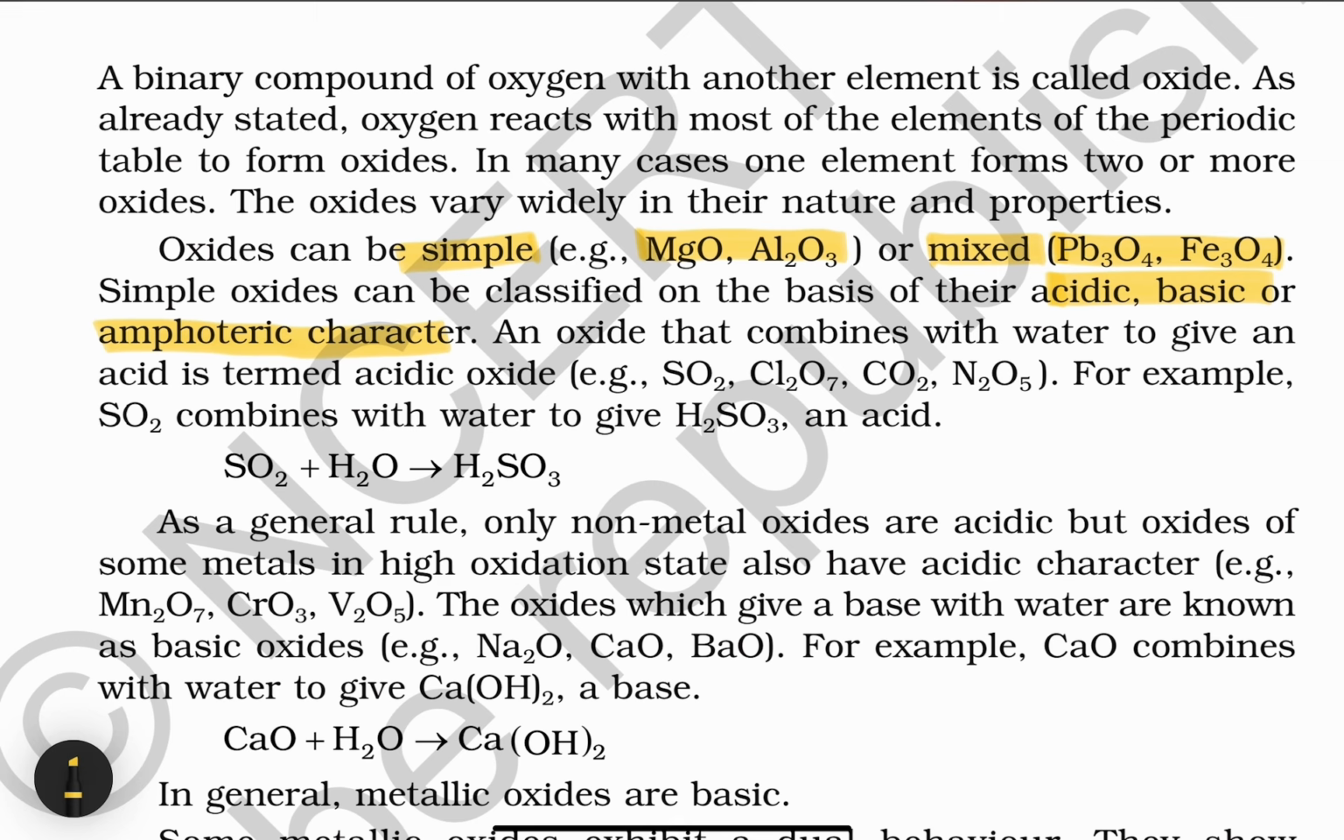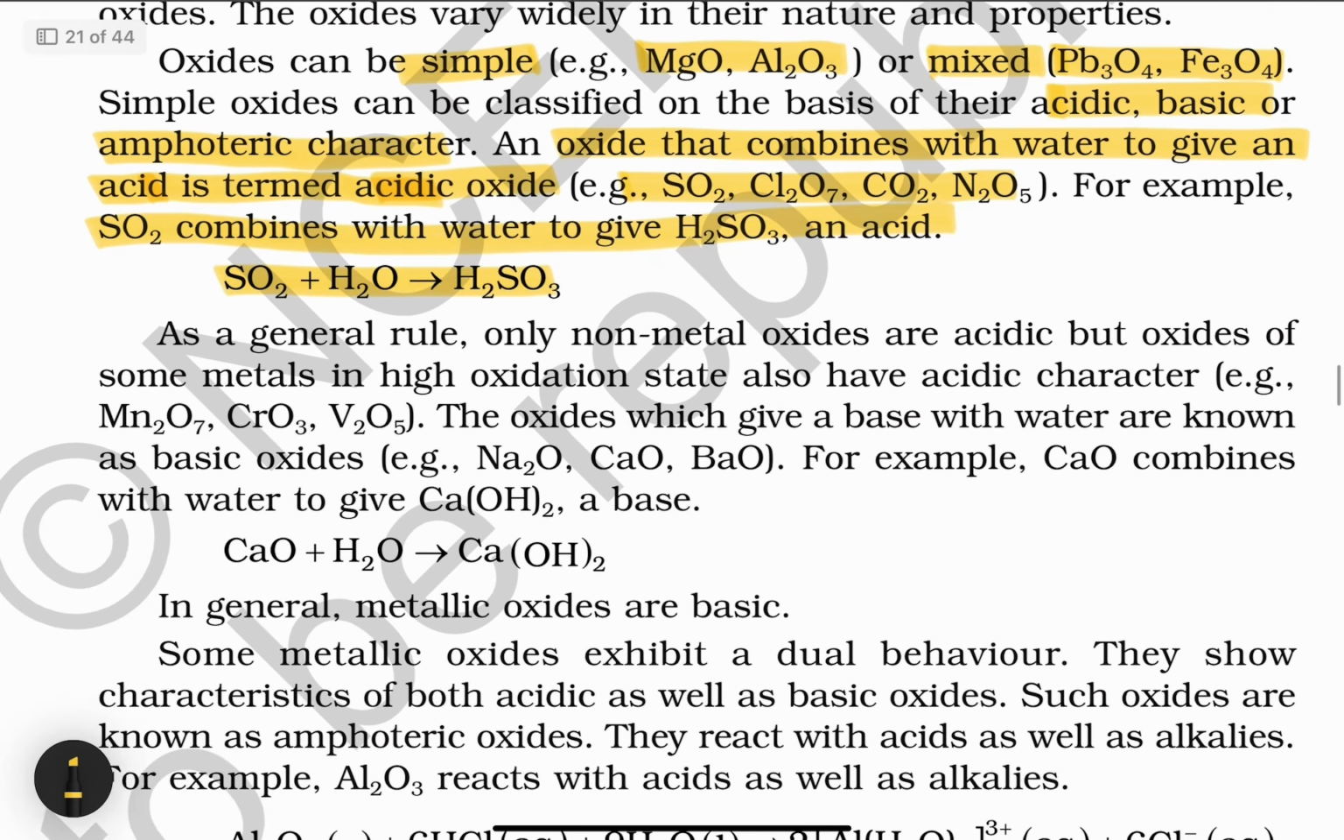An oxide that combines with water to give an acid is known as acidic oxide. SO2, Cl2O7, CO2, N2O5, all this. SO2 combines with water to form H2SO3. SO3, if you are taking, H2SO4.